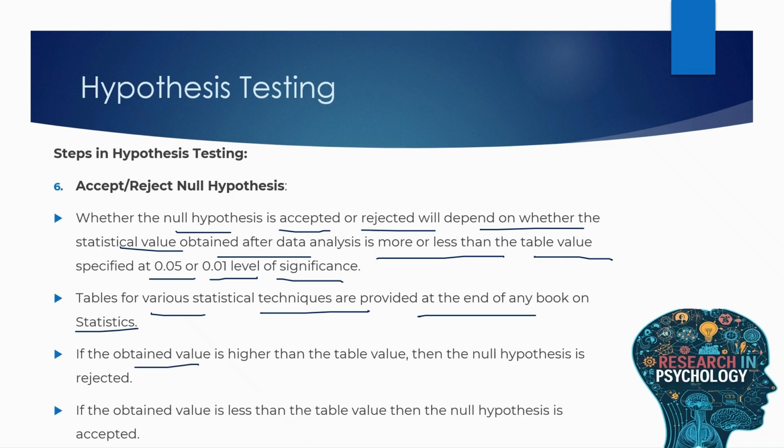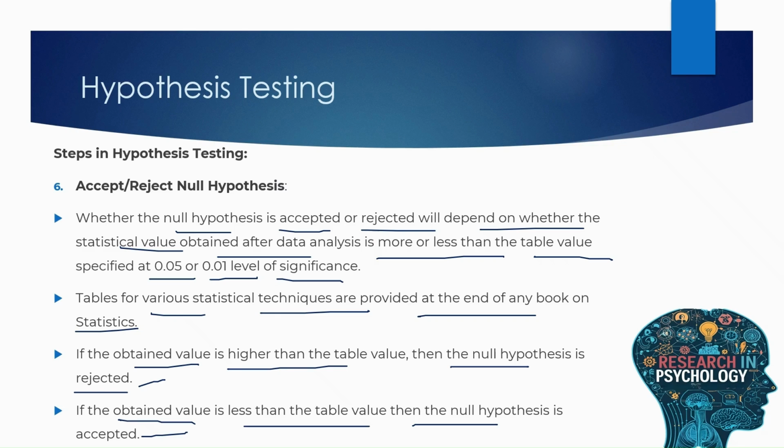If the obtained value is higher than the table value, then the null hypothesis is rejected. We have already discussed this. If the calculated statistical value is higher than the alpha value or the table value, the null hypothesis is rejected. And if the obtained value is less than the table value or the alpha value, then the null hypothesis is accepted. Okay, you need to remember this.